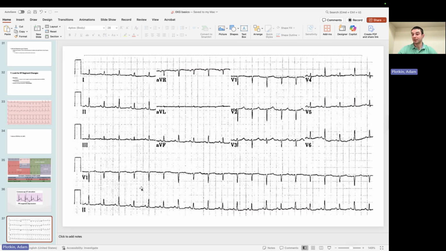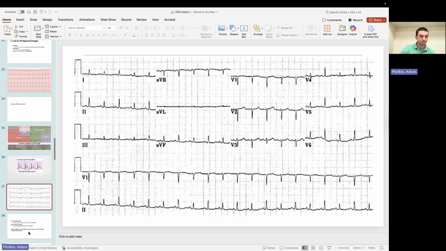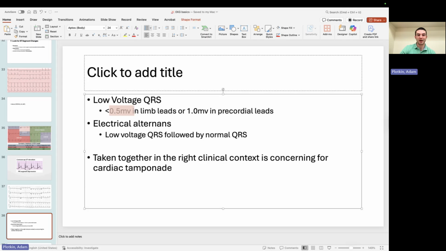Obviously, we would not make the diagnosis of pericardial tamponade or cardiac tamponade based off of an EKG, but it can certainly help, right? The definitive diagnosis would be an echo. Okay, so low voltage would be defined as less than a half millivolt in the limb leads, or 1 millivolt in the precordial leads, and then the electrical alternans, low voltage QRS followed by normal QRS, right? So taken together in the right clinical context, it is concerning for cardiac tamponade.